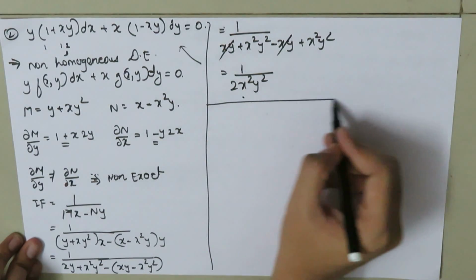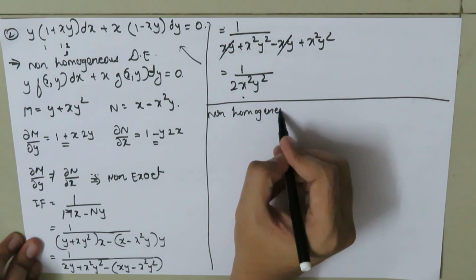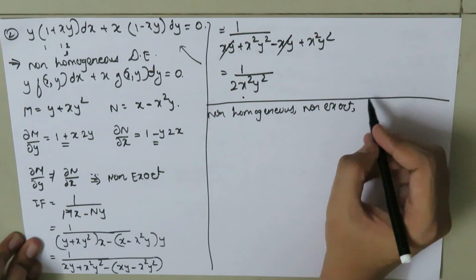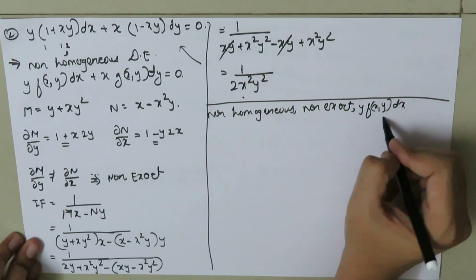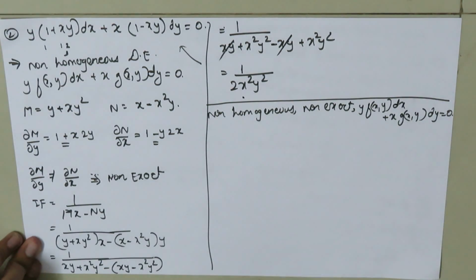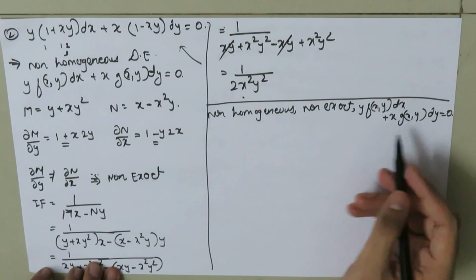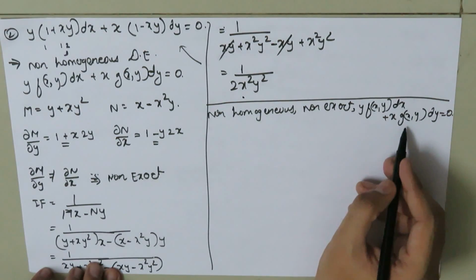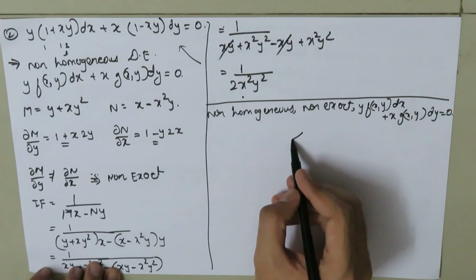Now what if the differential equation is non-homogeneous, non-exact, and is not in the form of y times f of xy dx plus x times g of xy dy equal to 0? What if the given differential equation is non-homogeneous, non-exact, and not in that form? In this case, there will be two possibilities.